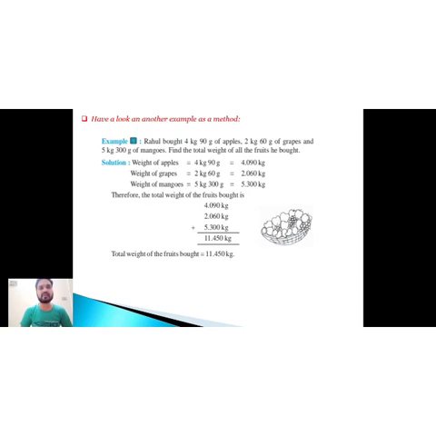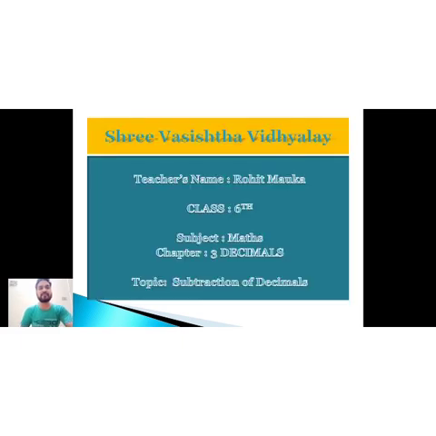Here's another example. In the same way, we convert kgs and grams into total kg. We add up all the fruits bought by Rahul. We just add up all the values by adding extra zeros or placing the values point to point. The final answer is 11.450 kg of apples.